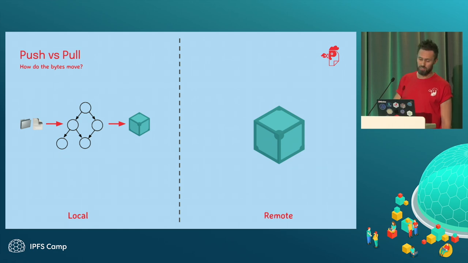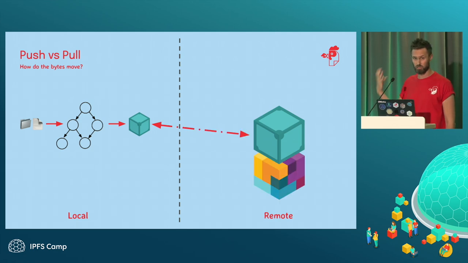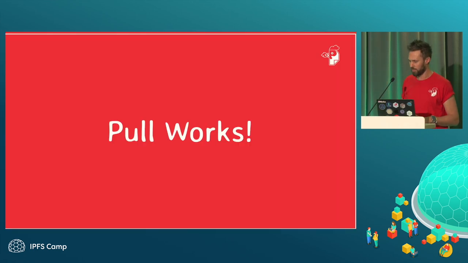Traditionally, with the pull-based approach, you create your DAG and put it in a local IPFS node. Then you grab hold of that root hash, your bafy, and you say, hey, remote, pull this bafy. And a remote node will eventually, hopefully, because it's built on top of libp2p, do magic and pull that whole DAG from your local node into the remote node, and that works, and that's super cool, and I really like it. But there are certain times and places where it doesn't always work, let me explain a little bit.